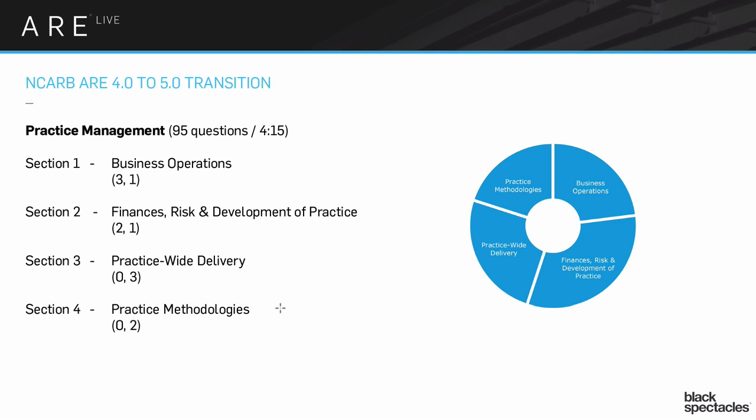So there's the topic area, which is practice management, the division. And then that division, that exam, has, in this particular case, 4 sections. And so you see Section 1, Section 2, Section 3, Section 4. Section 1 is all about business operations. Section 2 is about financial stuff, risk aspects, development, and how you develop a practice.